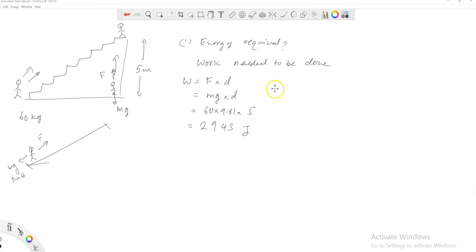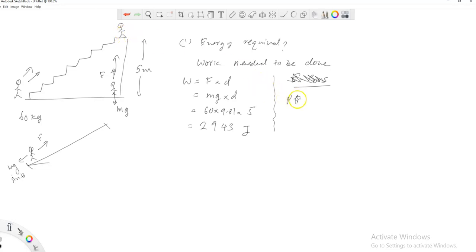We're trying to find the work needed or the energy he needs to spend. Let's think about energy conservation. Well, not really energy conservation. Let's just say energy. How much energy do you need? He was initially here. Now he's up here. How much potential energy has he gained? What is his potential energy up here?